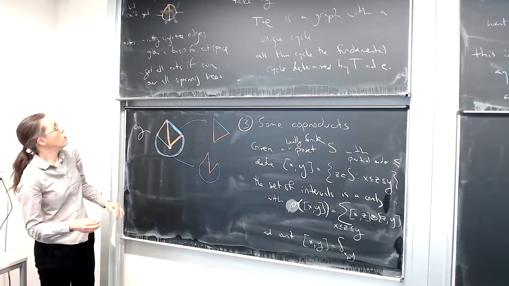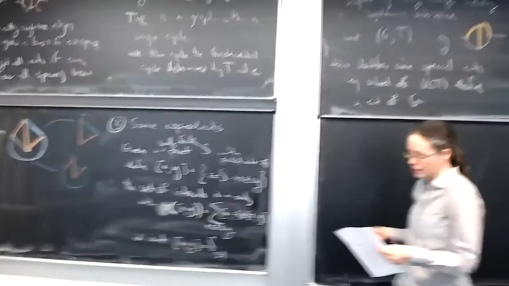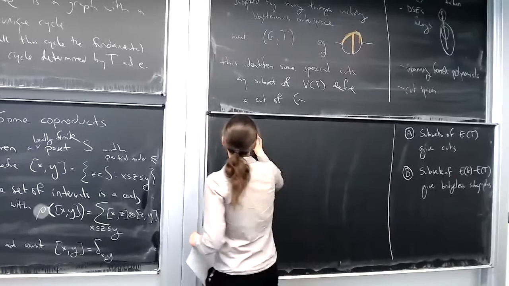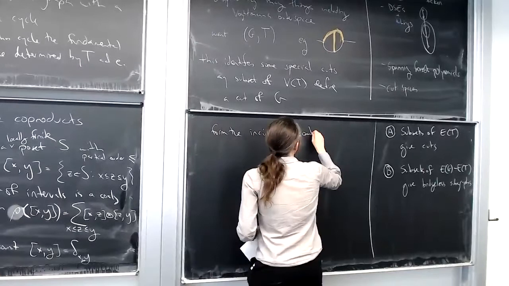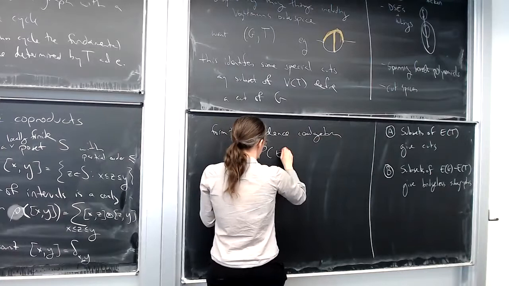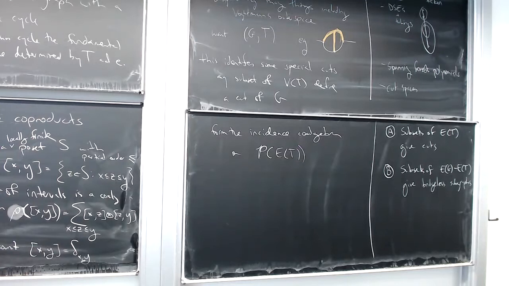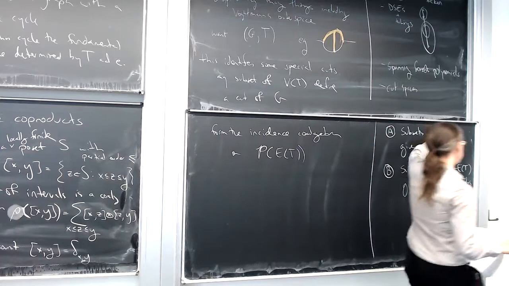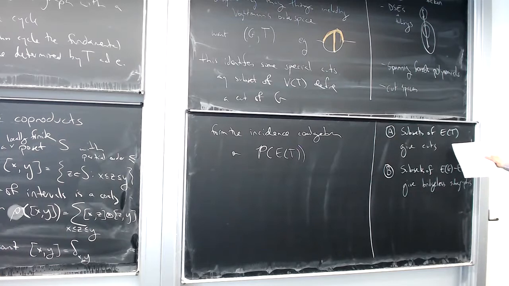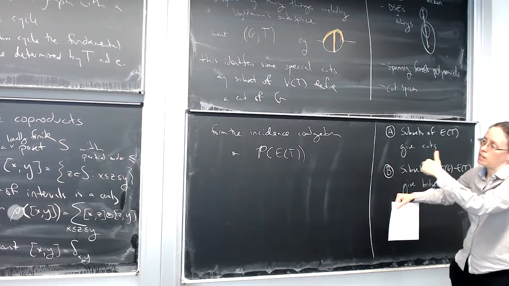All right, well, what do we have here? We had our graph G and tree T. So what do we want? Let's form the incidence coalgebra on the power set of the edges of the tree. Notice that subsets of the edges of the tree give cuts. So we have a nice interpretation of the elements of the power set, but the incidence coalgebra is based on intervals, not just elements.